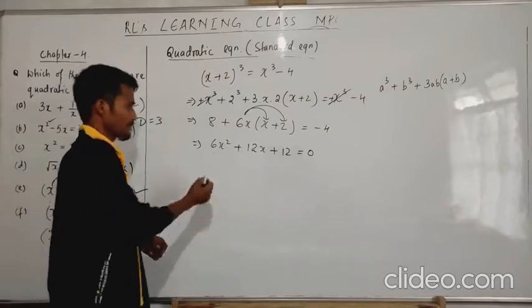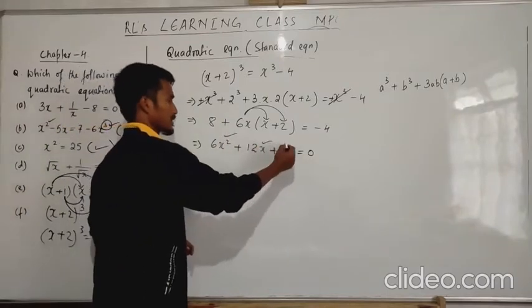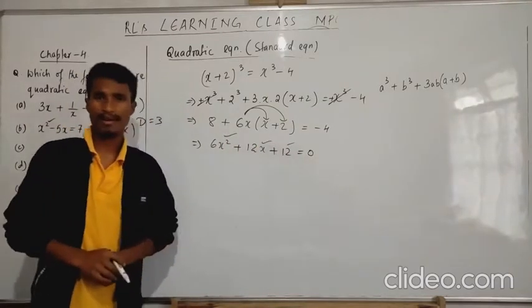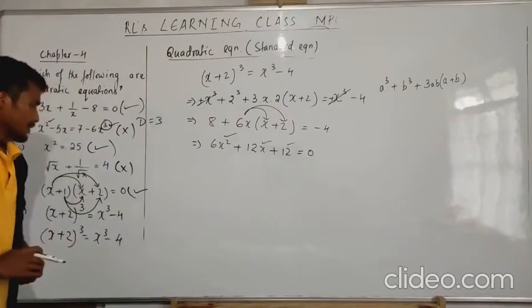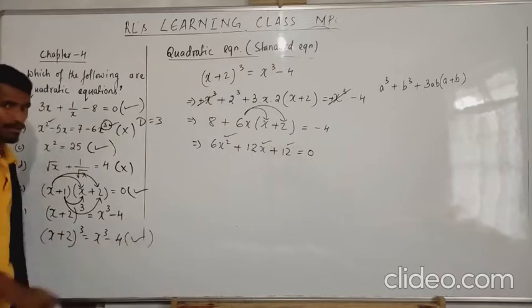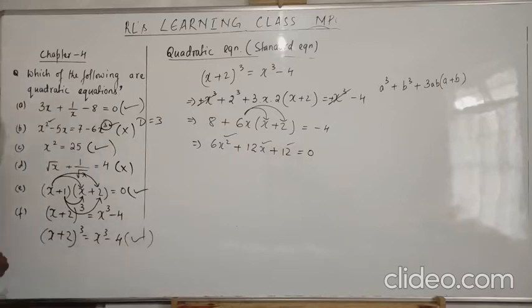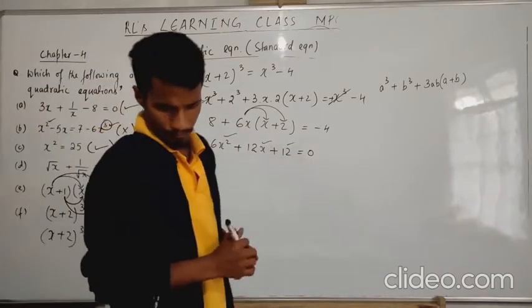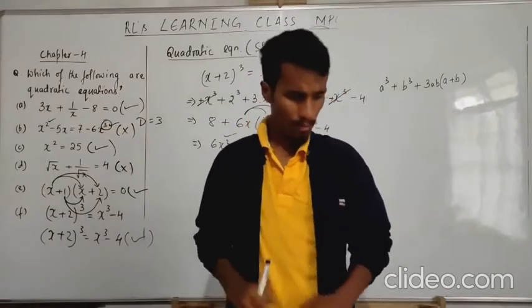Now look here: x squared, x and constant. Is this a quadratic? Yes. Then this is a quadratic equation. Got it? Okay. Then I'll give you some more examples from your textbook.